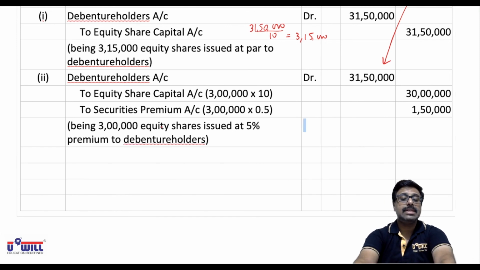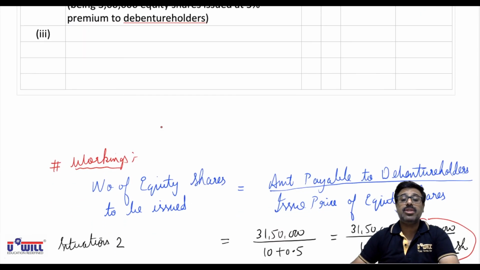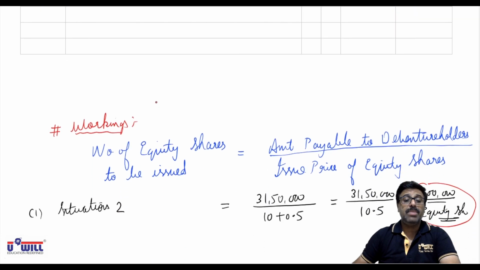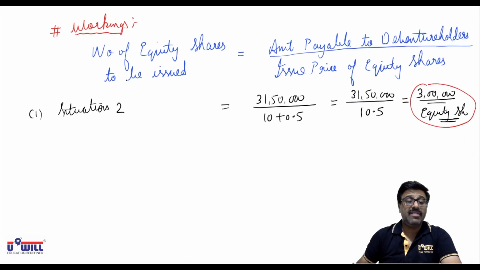Are you all clear with this? Now the third situation is exactly the same. So you all can even pause the video and try on your own. Here we are issuing at 40 rupees premium. So pause the video, make the same workings, then play the video and verify whether you got it correct or not. I am doing it directly.